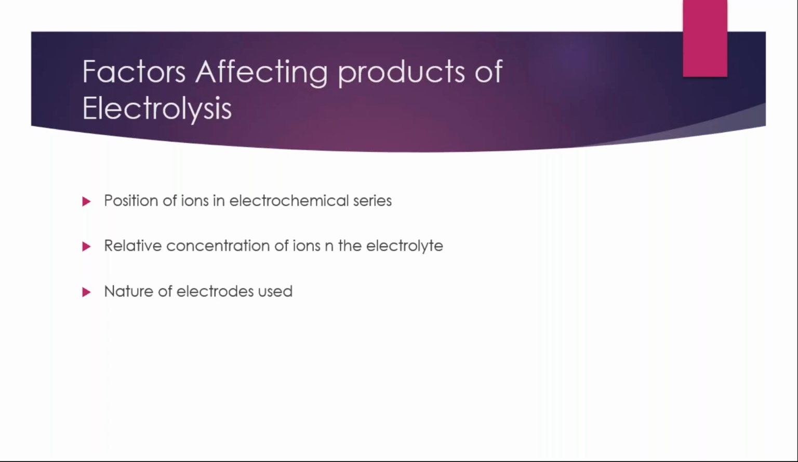So this number two has broken the rule of number one, which considers the position of ions in the electrochemical series as what determines the product of the electrolysis. But if there are two ions present at any of the electrodes, the one that is more concentrated in the solution will be the one that will be discharged, whether it is lower in the electrochemical series or not. So that's another factor that affects product of electrolysis: the relative concentration of ions in the electrolyte.